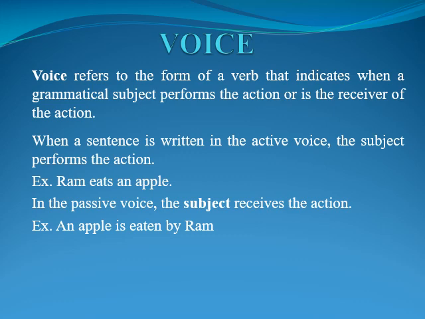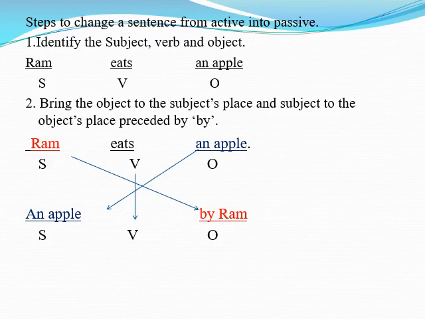In the next sentence, an apple is eaten by Ram. Here, an apple, the subject, is the receiver of the action. So, the sentence is said to be in passive voice. Steps involved to change a sentence from active into passive.